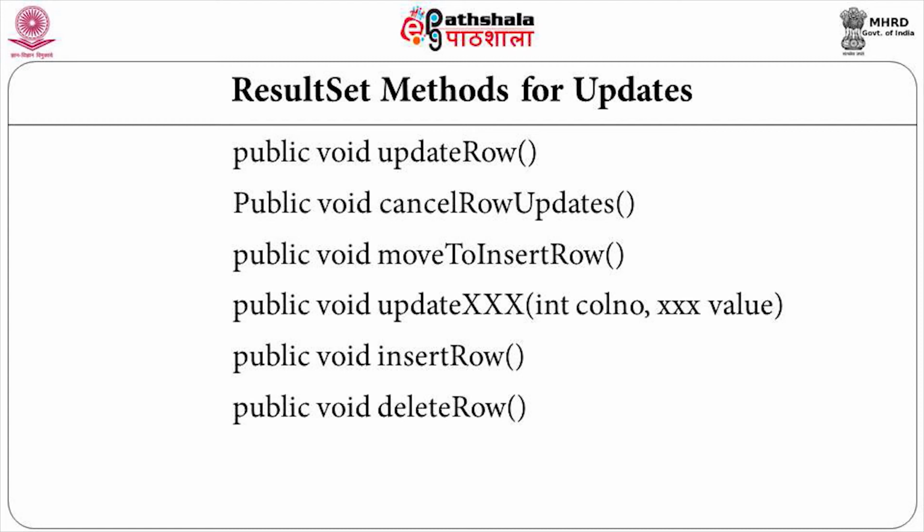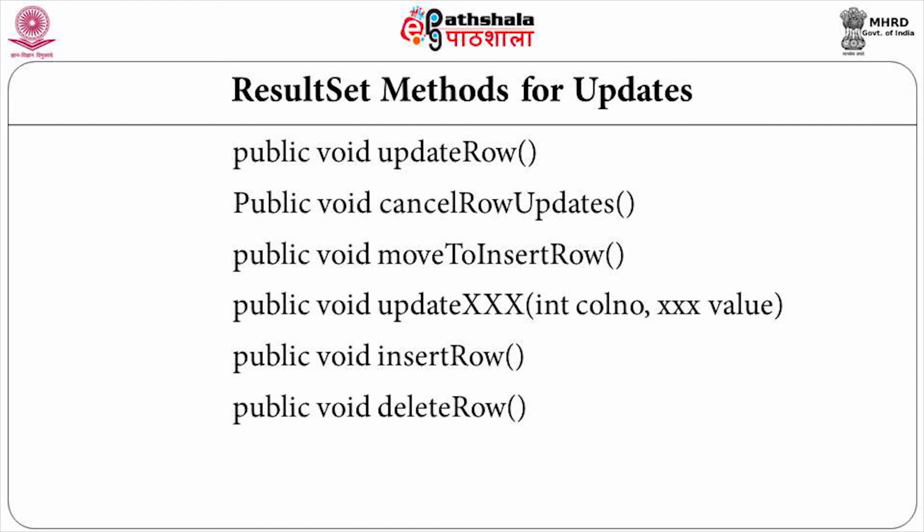So update xxx is one method, and then the other thing we would be interested in doing is inserting rows into the result set. For inserting rows into the result set, we have a few steps. What you need to do is use a method called moveToInsertRow. It's like opening up a blank row, creating a blank row buffer.